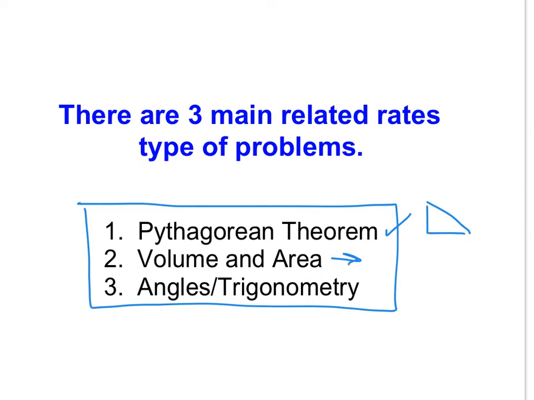Now this can be of many different types of shapes. We can do rectangles, we can do pyramids, we can do prisms, we can do all kinds of things. And then also, what if you know a rate of change of an angle? Can you find the rate of change of the sides? So let's look at one of each of these scenarios.